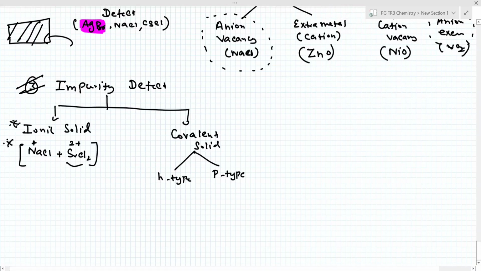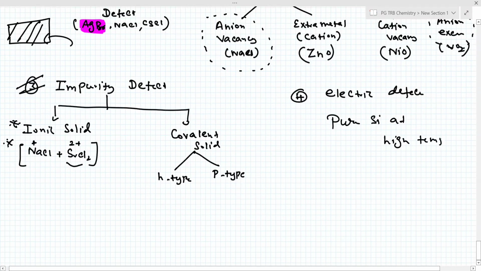Next, the final one, the fourth one, called electronic defects. Pure silicon at high temperature: when temperature increases, what will happen? The electrons move from the valence band to the conduction band, leaving holes. Holes move in one direction and electrons go in the opposite direction, producing electricity.